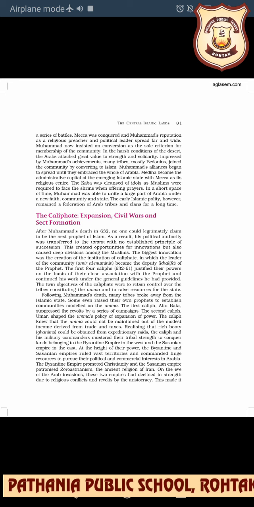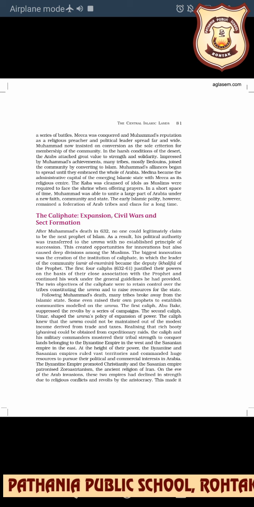And after Muhammad's death, many tribes broke away from the Islamic State. And some of them were even raising their own prophets to establish communities modeled on the Ummah. Means now more communities were coming into existence. The first Caliph Abu Bakr suppressed the revolts by a series of campaigns. Now because people were breaking away from Islam, the first Caliph just suppressed all these revolts by a series of campaigns.